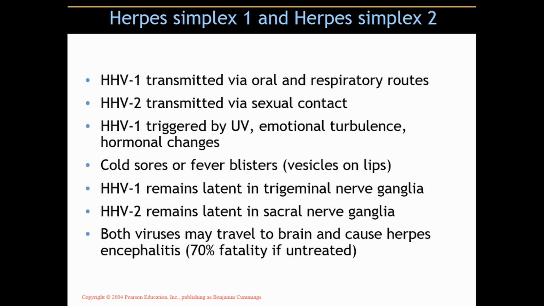HHV1 remains latent in trigeminal nerve ganglia, which are on the sides of our face, and so they will travel down the trigeminal nerves and then appear on the mouth, which is where the nerve terminates. HHV2 remains latent in sacral nerve ganglia, and that's why it stays down in that region of the body and becomes called genital herpes. Both of them, 1 and 2, may travel to the brain and cause herpes encephalitis. And if it goes untreated, it has a high fatality rate, 70%. So this is a somewhat rare complication of either one of these two viruses traveling up to the brain and causing encephalitis.